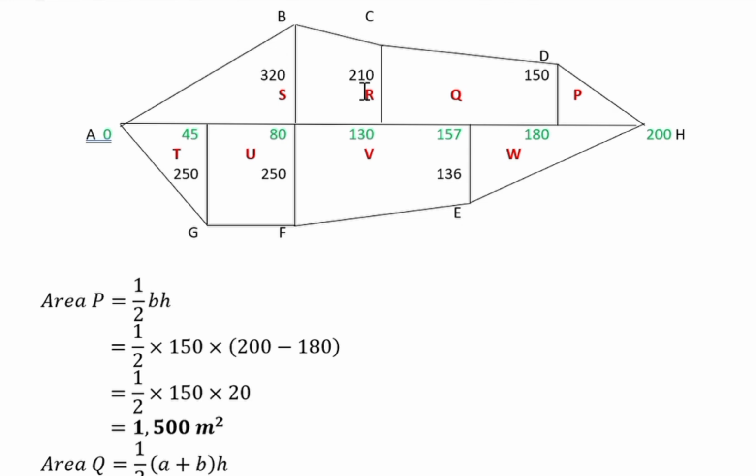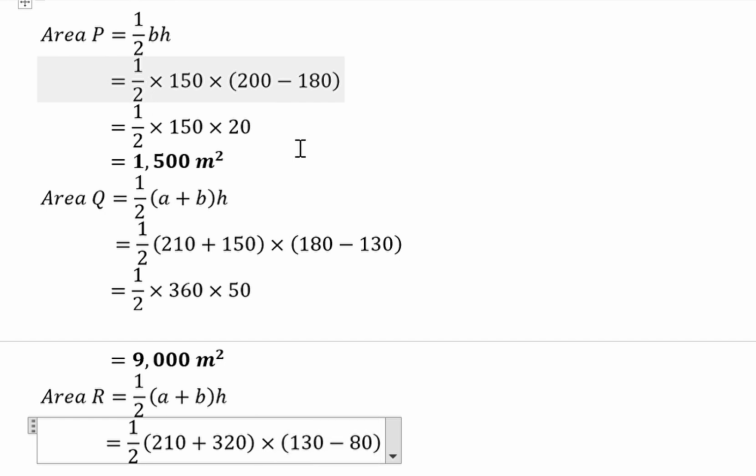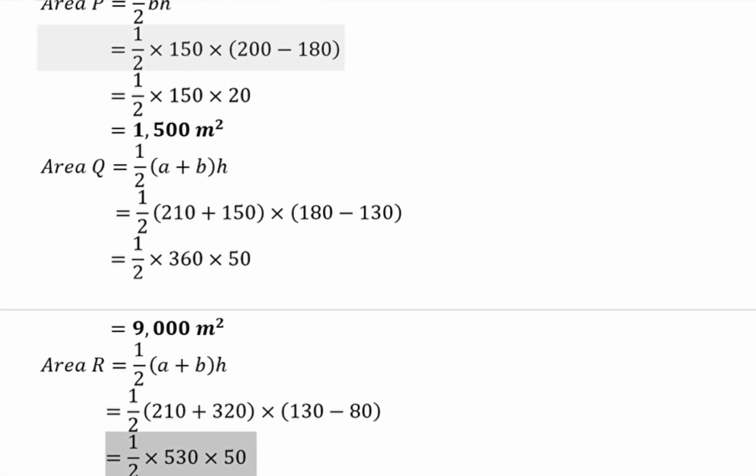R is also another trapezium. You use the same formula as the one we have used here. So the parallel sides will be 320 and 210, and the perpendicular height will be 130 minus 80. So that's what I've done here. When you do that, you will get 13,250 square meters.